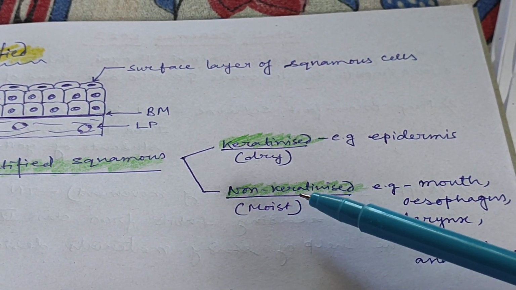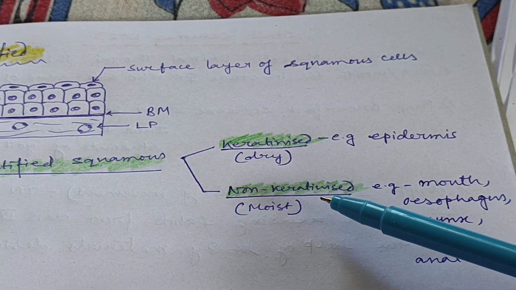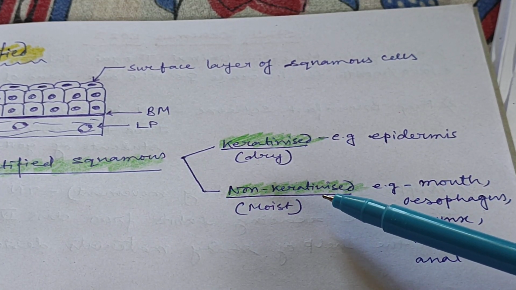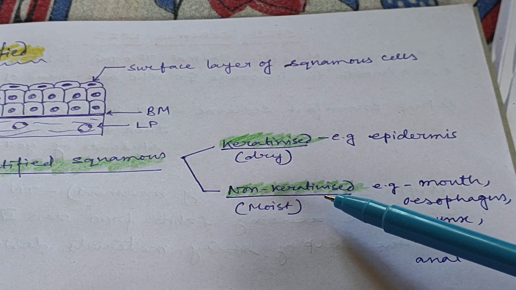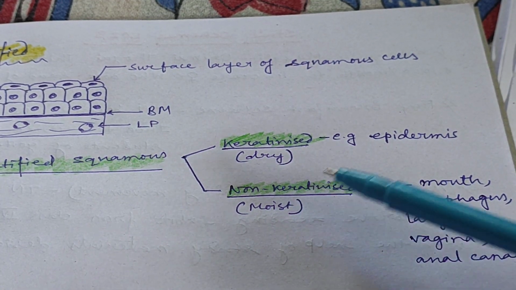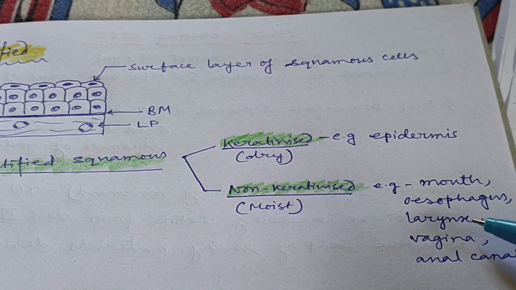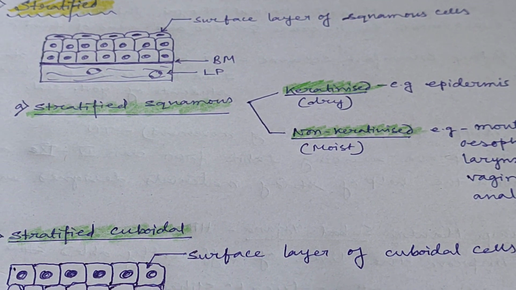Okay. Then non-keratinized type of stratified squamous cells contain less amount of keratin and hence there is active nuclei and these are also metabolically active. So they are mainly present in moist coverings of our body like mouth covering, esophagus, larynx, vagina, anal canal covering, etc. Okay, lining of those tissues.